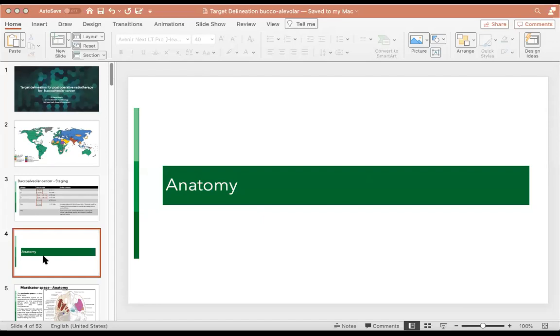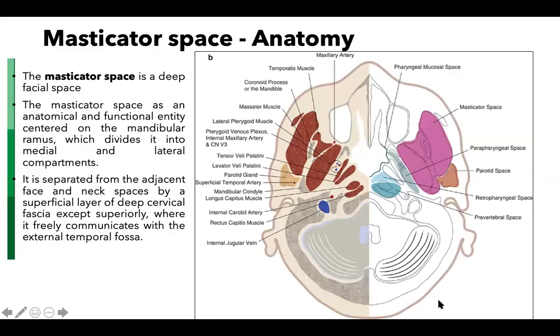So now we come to the anatomy, and when we talk about the anatomy, we need to be aware of two aspects. We need to be aware of the masticator space, and we need to be aware of the muscles in this region. So this is the masseter muscle. This is the temporalis muscle. This muscle is critical for us, as we'll discuss later. This muscle is attached to the medial aspect of the mandible, and then it goes superiorly, as we will see a little bit later. This is the pterygoid muscle.